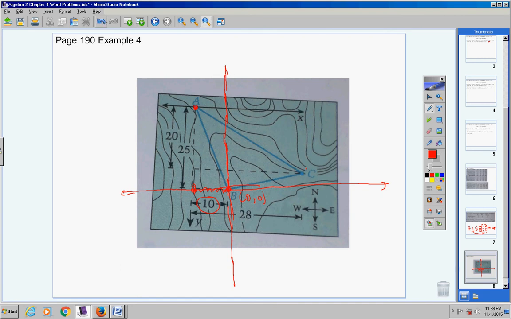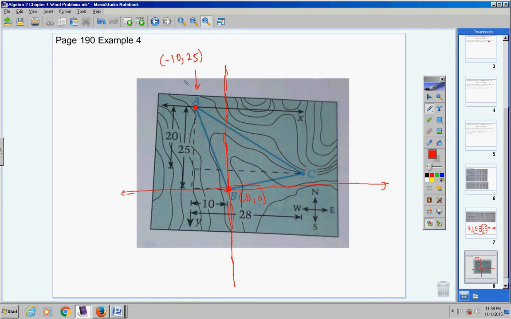So I know this ordered pair right here. Ordered pair A is going to be -10 for my x because I went over 10. And I've got to go up. Now look, from here up is 25. 25 starts right here, goes up to here. So I went over 10, up 25. So this ordered pair right here would be (-10, 25).